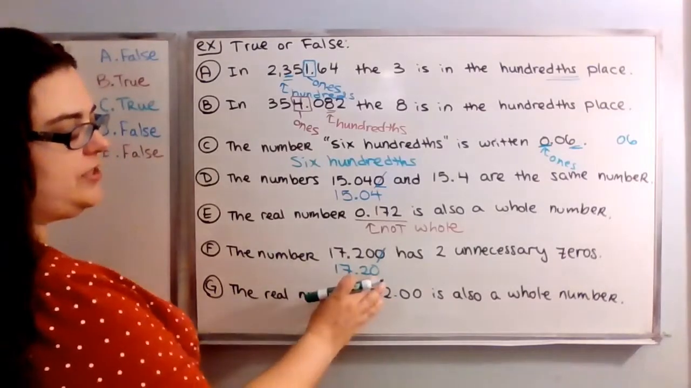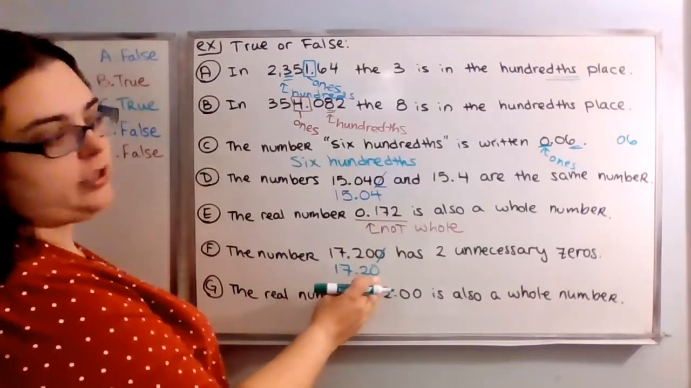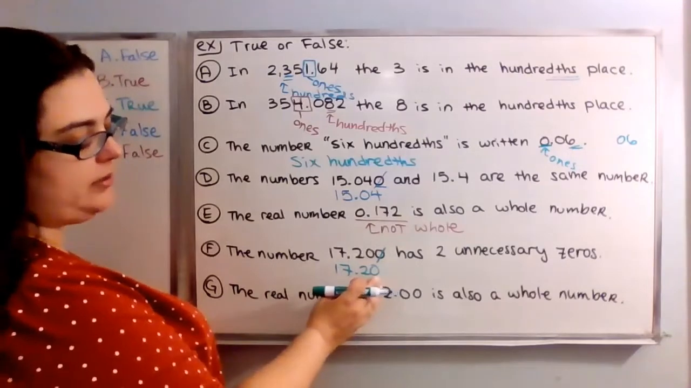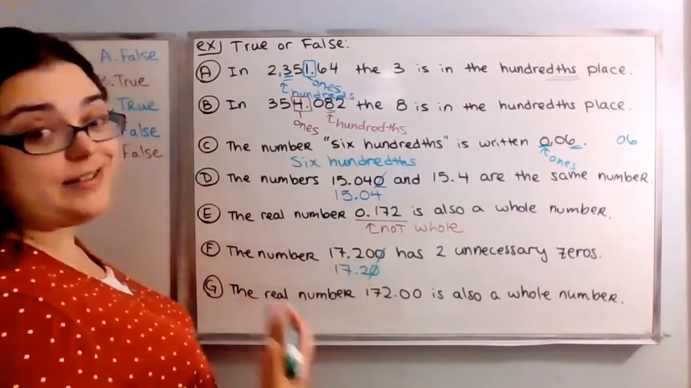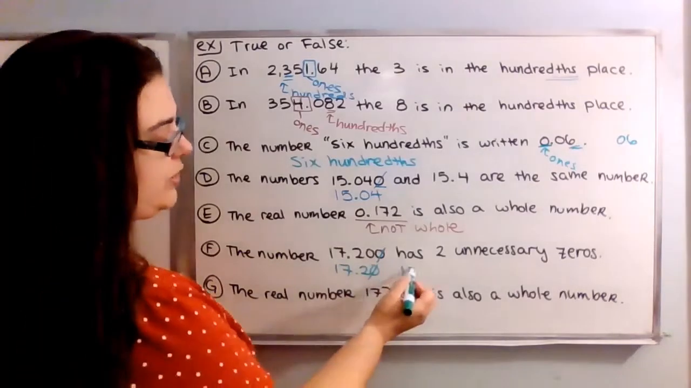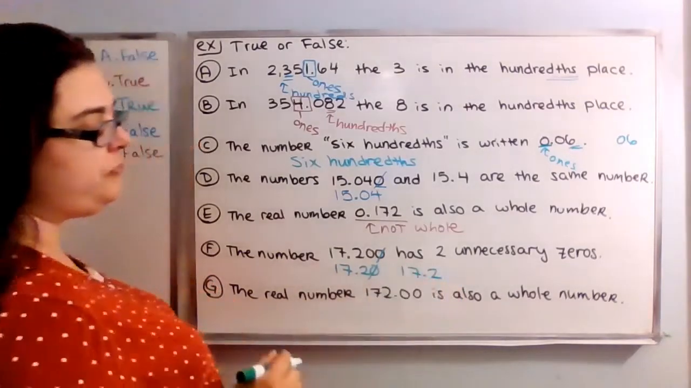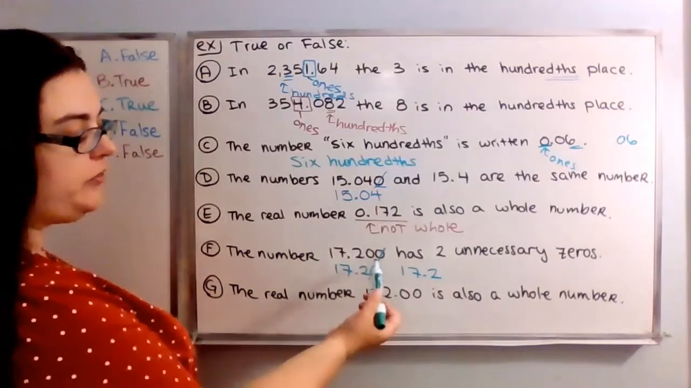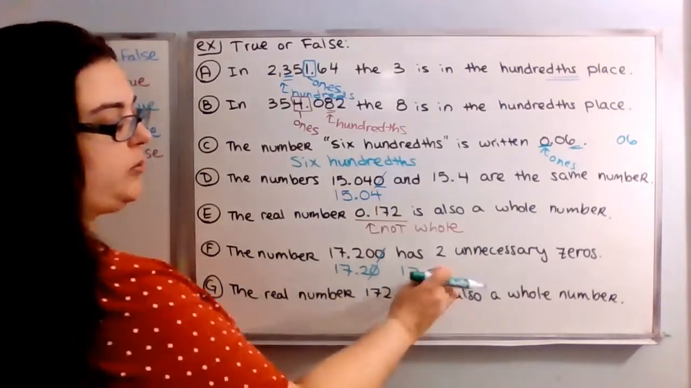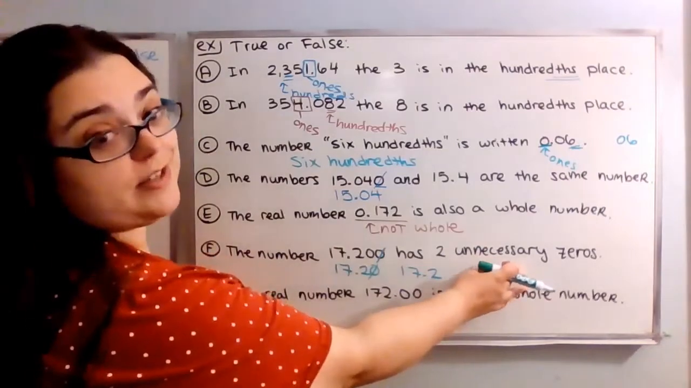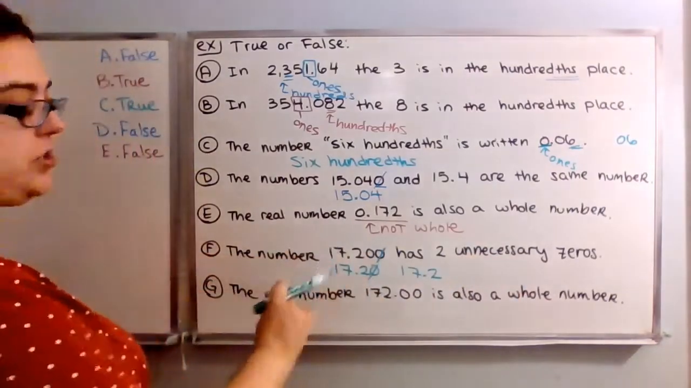And then to see if this zero is unnecessary, we do the same check. It is all the way to the right, the last digit on the right after the decimal point. So that means it is unnecessary, and we can rewrite this as 17.2. So we found that there were 2 zeros we didn't have to write. So that meant there were 2 zeros that were not necessary. So this statement is going to be true.